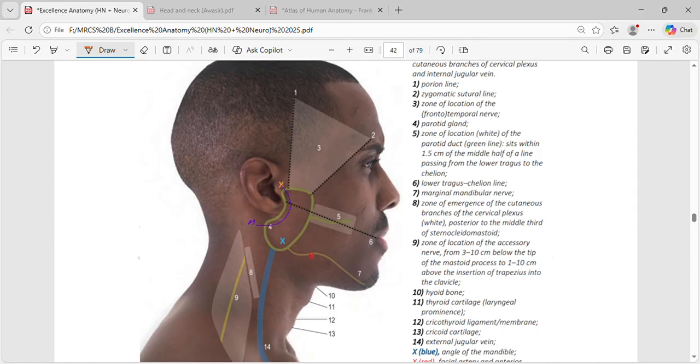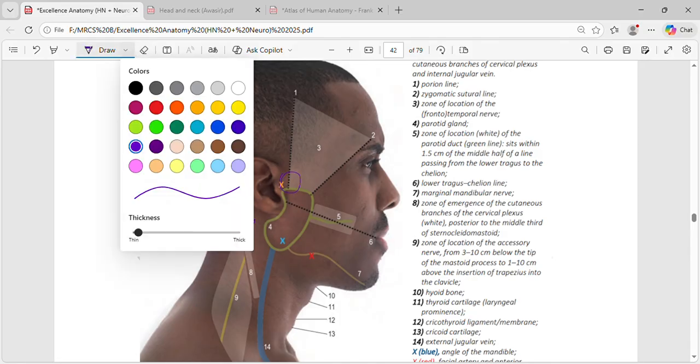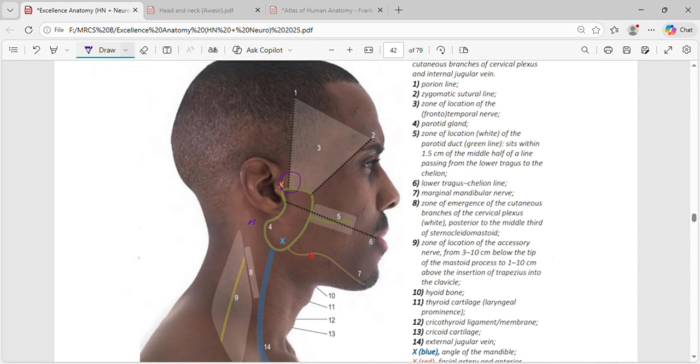So here we have one point. Where will this point occur? This point is located on the condyle of the mandible. This point is the condyle of the mandible.